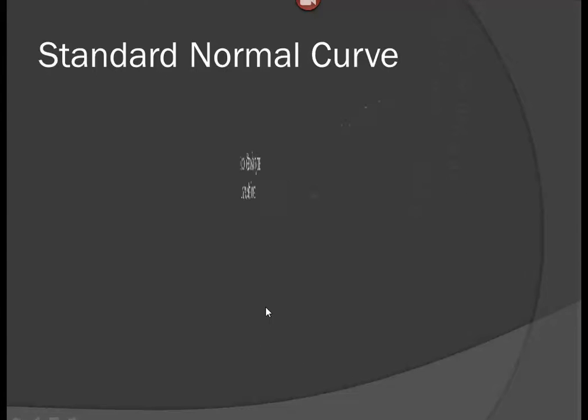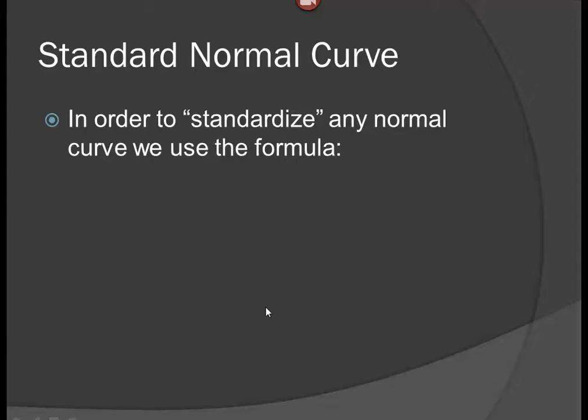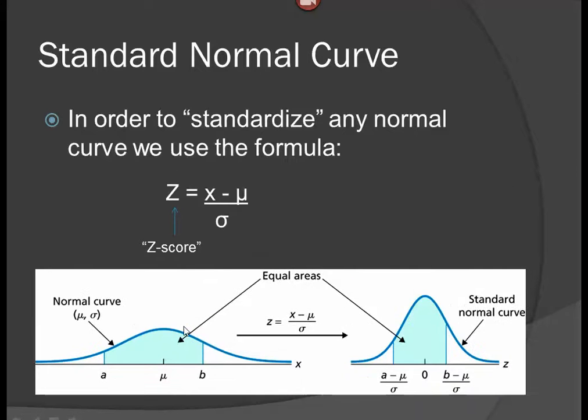So not a whole lot of things there, but there's a formula that we use that helps us translate what our values would be on the curve that we have to what they would be on the standard normal curve. This is called the z formula. This is called our z-score. And what it does is it helps us translate from one curve to another.